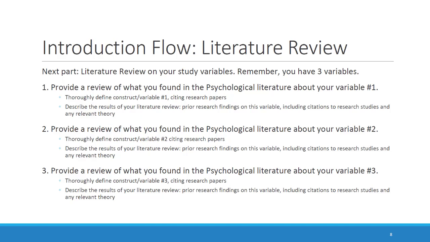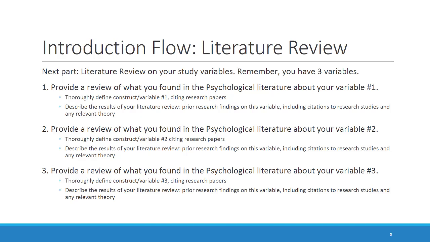So number 1, provide a review of what you found in the psychological literature in your PsycInfo Lit Search about your variable number 1. So thoroughly define your construct or your variable number 1, citing research papers, and describe the results of your literature review. So what did you find about this particular variable? Include, again, citations to research studies and any relevant theory. Number 2, this is basically the same thing that I just explained, but you're doing it for variable number 2. And number 3 is the same thing for variable number 3.